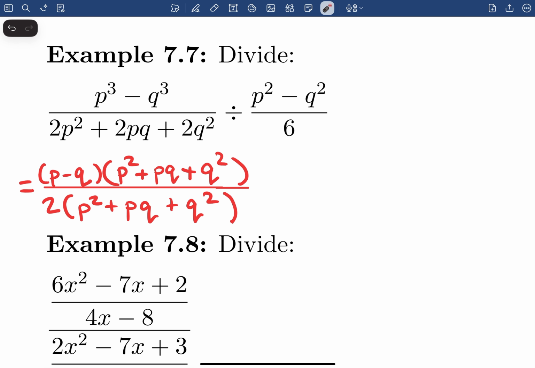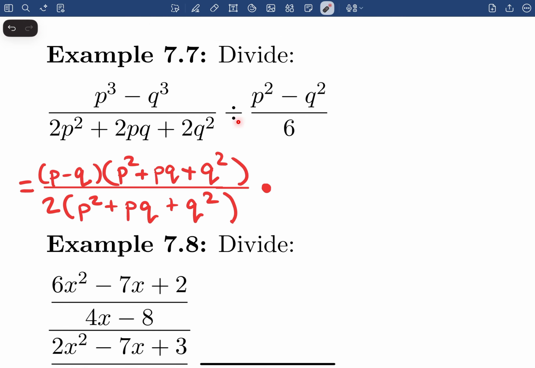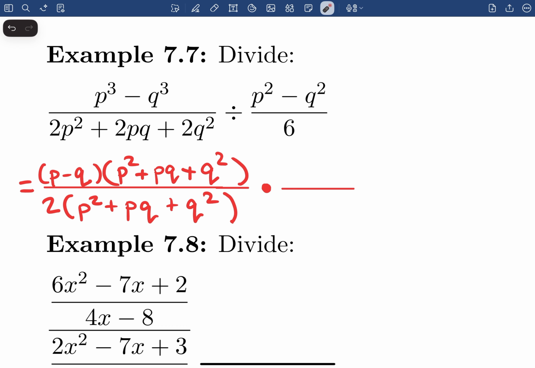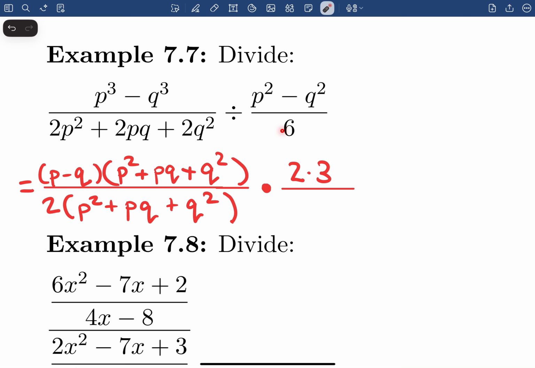Okay, now I get done with the factoring of the first rational expression, and I'm going to now switch division to multiplication. So this division, I'm going to turn it into multiplication right here. And then I'm going to take the reciprocal of the second fraction. So this bottom, I'm going to write the factored version up top. And 6, I can write its prime factors as 2 times 3. So I'm rewriting 6, that's on the bottom, on the top, as 2 times 3.